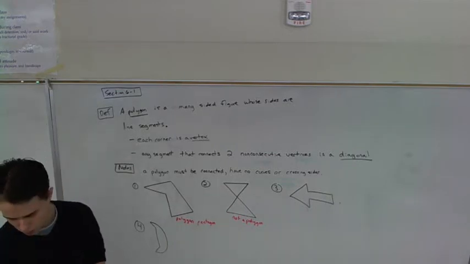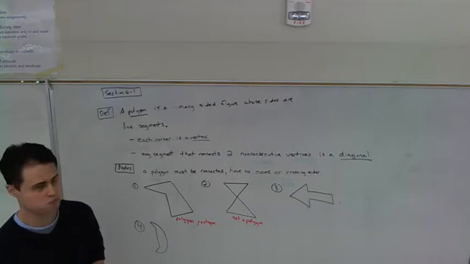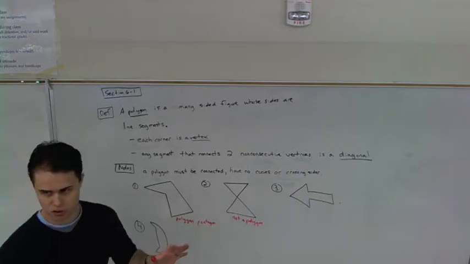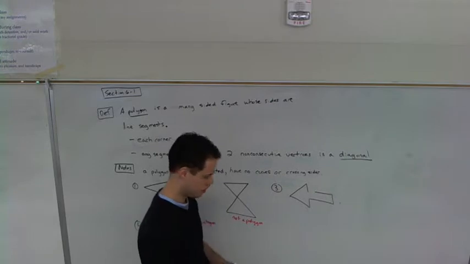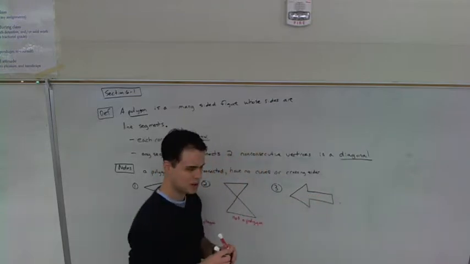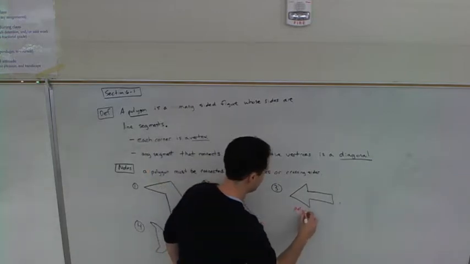What about number 3? Polygon? Yes. I don't see any curves. I don't see any crossing sides. Everything looks nice and connected. There are no gaps like that. That wouldn't be a polygon. And it's closed. How many sides? 7. So this is a polygon.